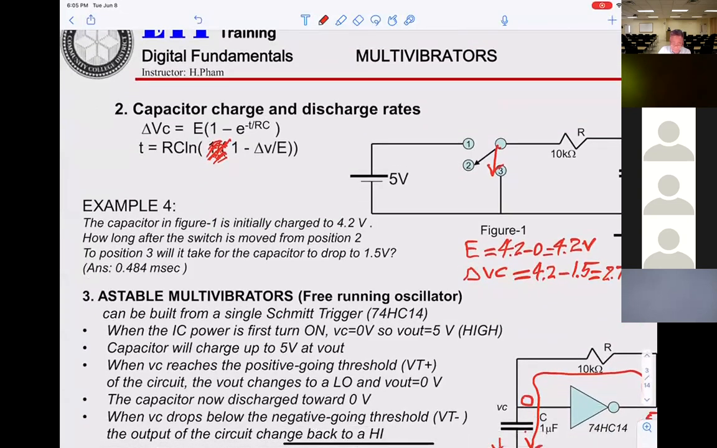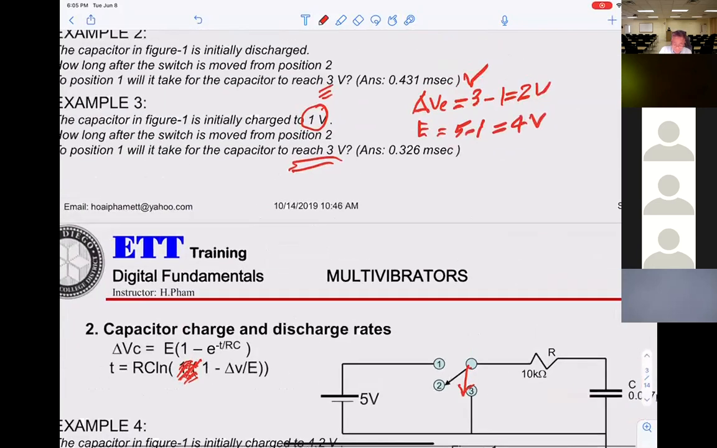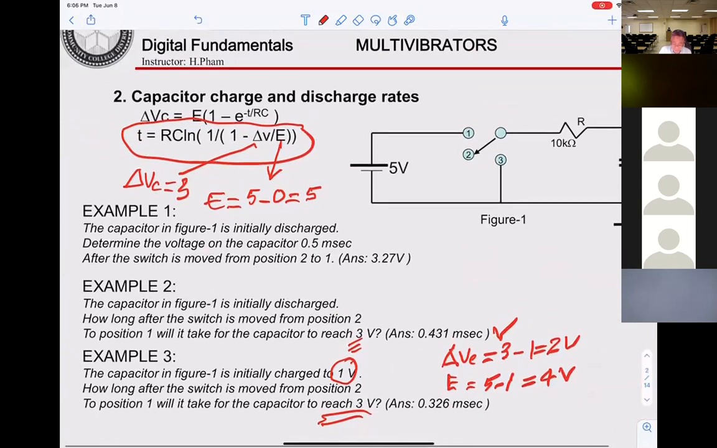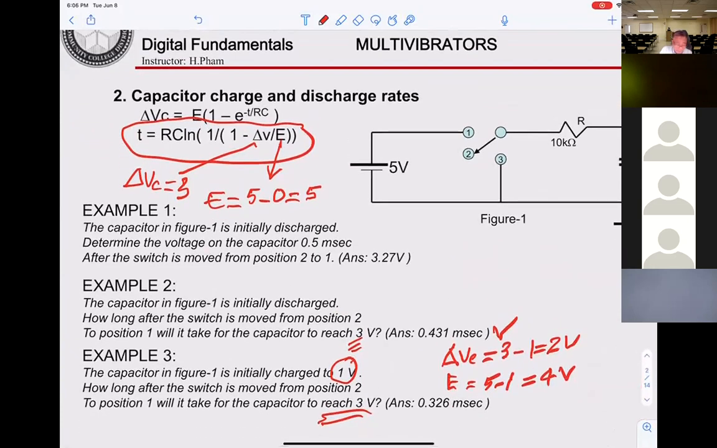So, Mr. Pham, what you're saying is when the capacitor is charged, let's see. If you go up one more page, that's the same formula there. So that's when the capacitor is charging and discharging. Is that formula right or is that wrong as well? No, wrong. But if that's wrong, then the answer you get at example 2 would be a negative number. It's no longer positive. It would be the same value, but negative. It would be negative 0.431.